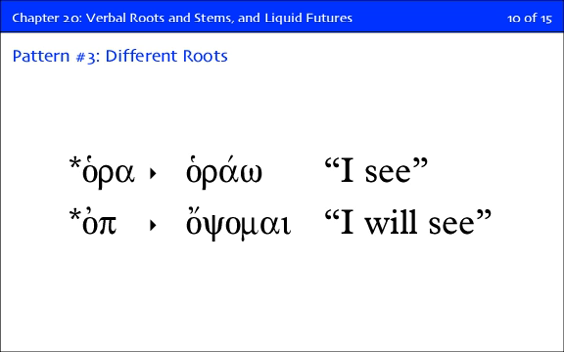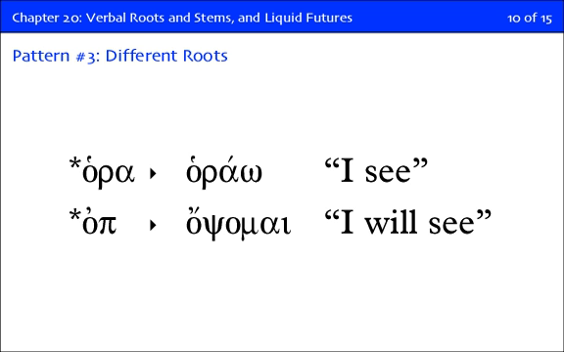The third pattern and the last pattern are those verbs that actually have totally different roots. For example, there's the word horao. It means I see. It's from the root hora. No big deal. When you get to the future, it's a middle deponent and it's opsomai. And you go, how did you go from horao to opsomai? Well, you didn't in a sense. There's a totally different root behind the future, and the root is op. In other words, in a sense, it's like horao lost its future form, and the other root, I'm not sure what it would have been in the present, but anyway, that root lost its present form.